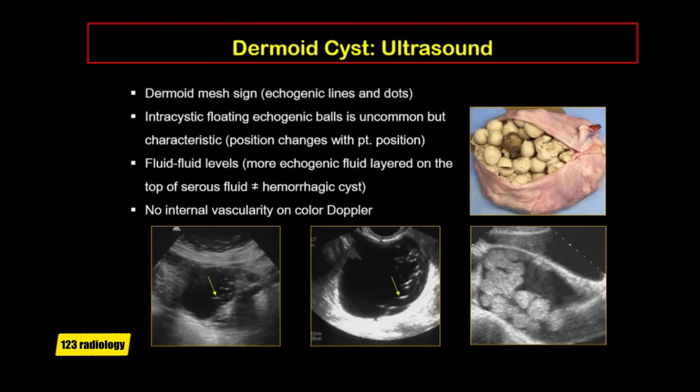Other uncommon appearance is fluid level, with more echogenic fluid layered on the top of serous fluid. This is opposite to the hemorrhagic cyst, where echogenic blood products are layered at the bottom. There should be no internal vascularity on color Doppler examination.